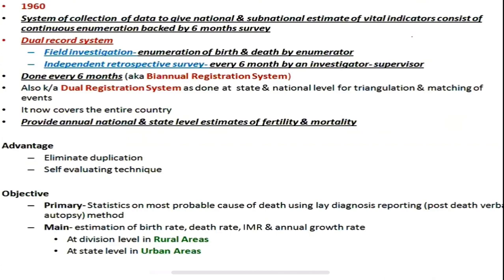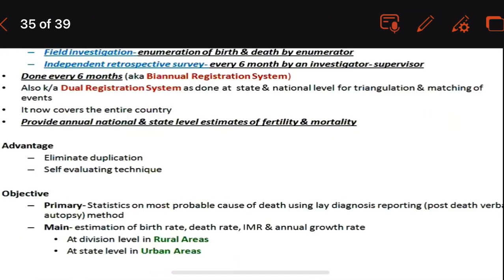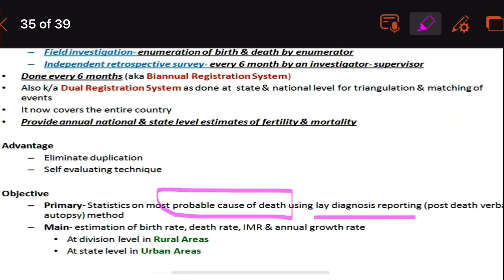What are the objectives of this? The primary objective is to obtain statistics on the probable causes of death. So in the sample registration survey we see the birth rate as well as the death rate, and the cause of death using lay diagnosis reporting, that is nothing but the post death verbal autopsy method.